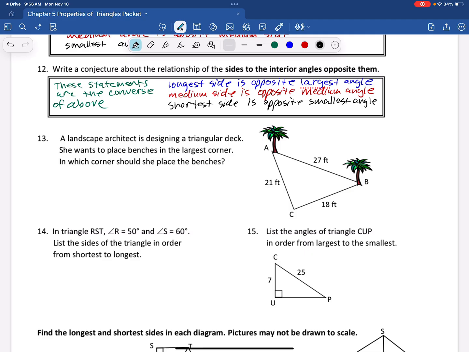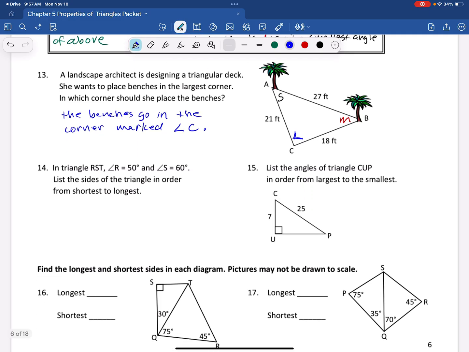So we know that this angle will be the smallest angle because it's opposite the 18. This angle will be the medium, and this angle will be the largest because it's opposite the largest side. So we're going to say the benches go in the corner marked angle C.